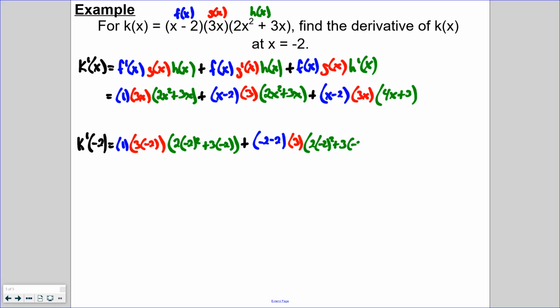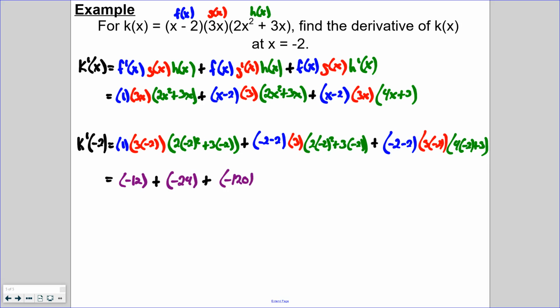plus, and the last one, thank goodness, negative 2 minus 2 times 3 times negative 2, and am I going to be able to squeeze this in here? 4 times negative 2 plus 3. All right, and then I'm going to start throwing all these terms into the calculator. When I plug this first term into the calculator, I'm left with negative 12. And then plus, when I plug this second term into the calculator, I get negative 24.